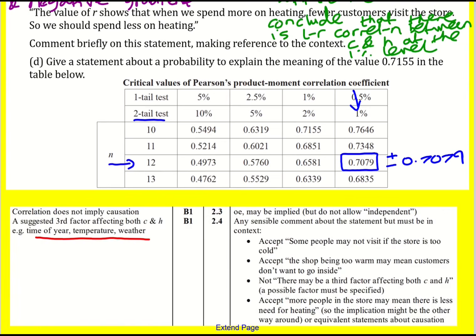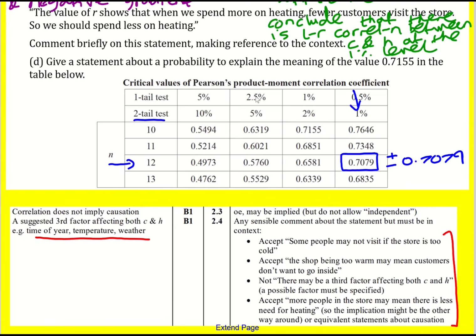Okay, so I think next time I see one of these, I'll make sure I do that, because I didn't do that here. Yeah, so reference when it says context, it was looking for a reason why there might not be causation.